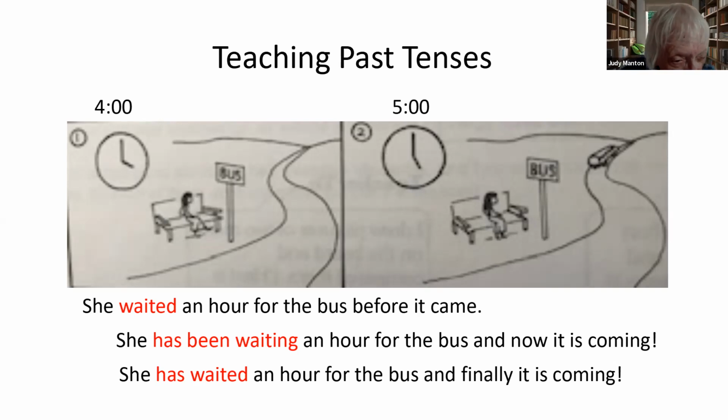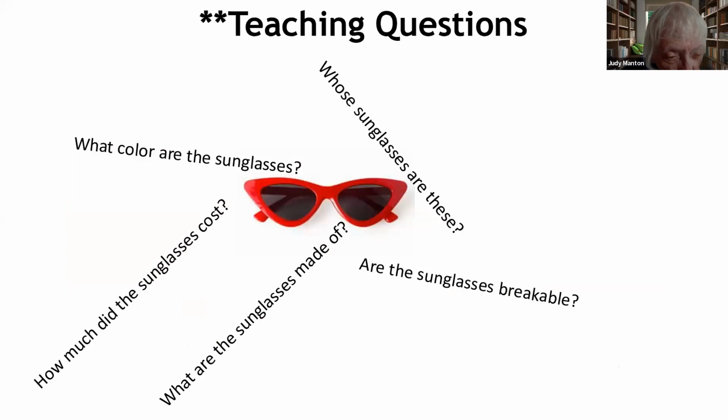To make your class active, tape an object to the board and have the students write around the object. This is one way for teaching questions.